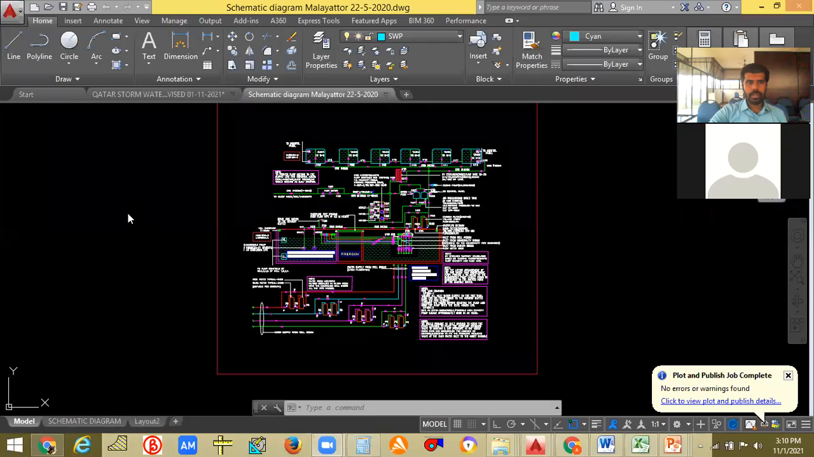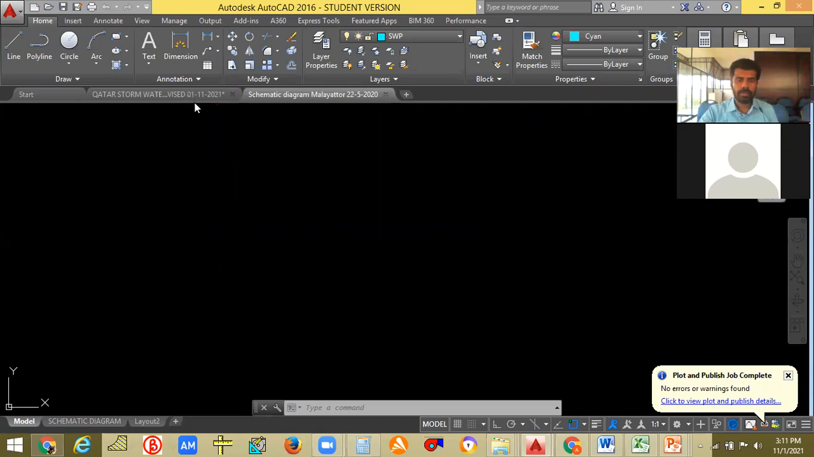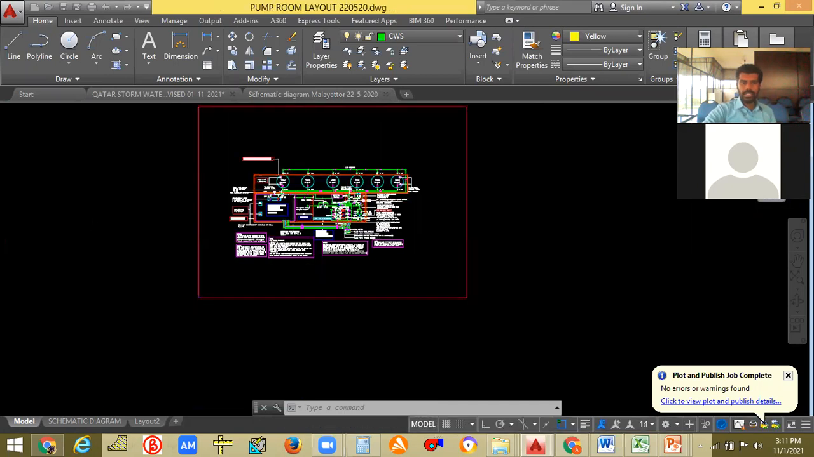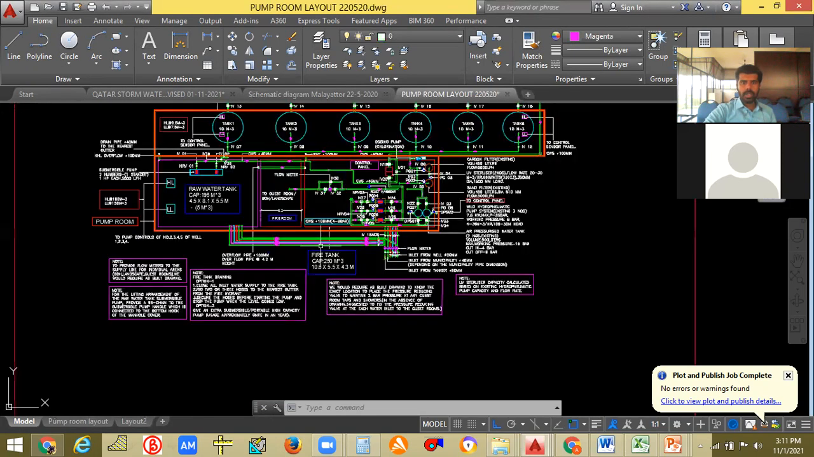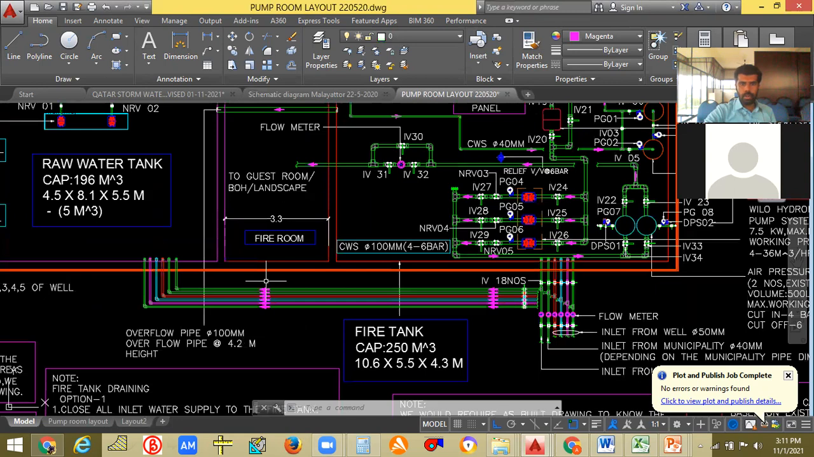So I will share my screen. This is just the schematic diagram only. This is the pump room layout only.